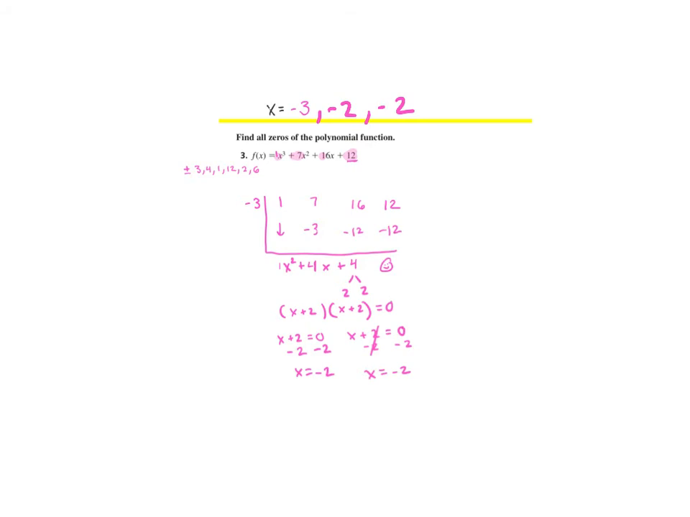Are we done? Yes, done with this one. One more example. Any questions here? So we knew we were going to have 3 answers to start. We got our 3 answers. We're good. Do we have multiplicity here? Yep, multiplicity at negative 2, because that negative 2 repeats.